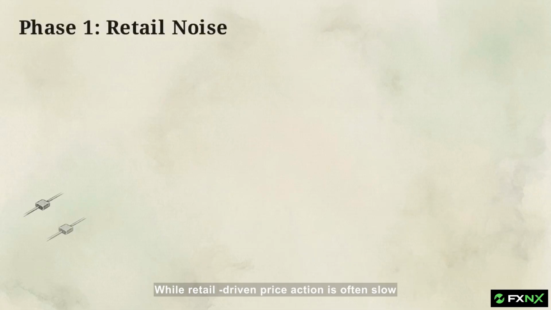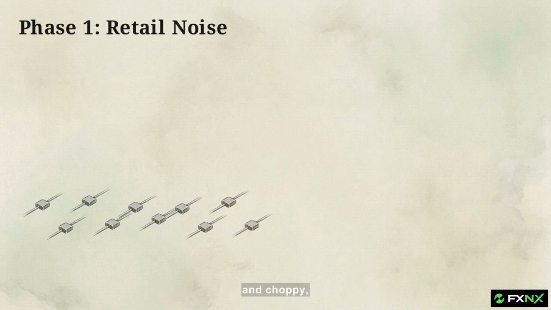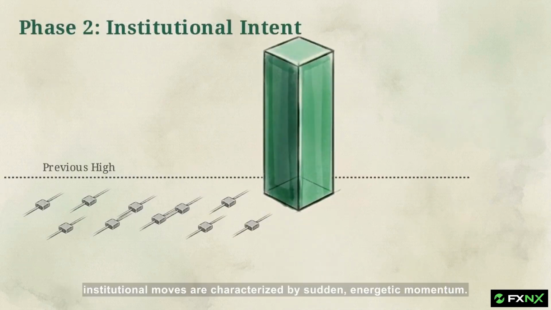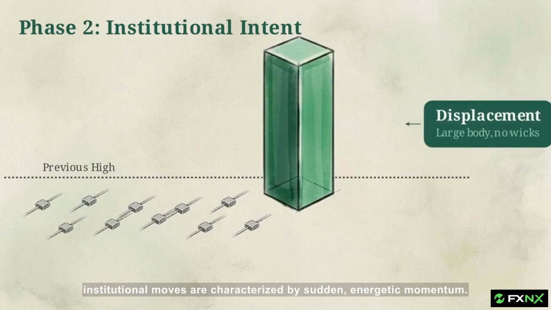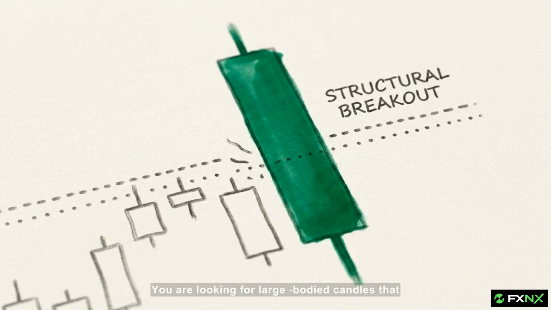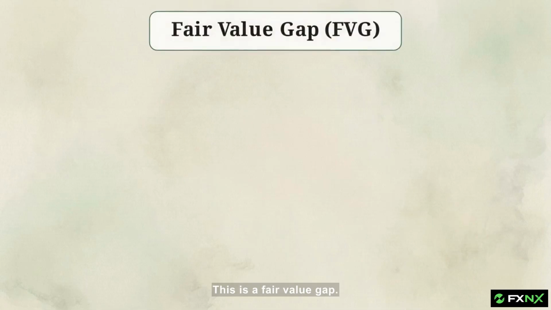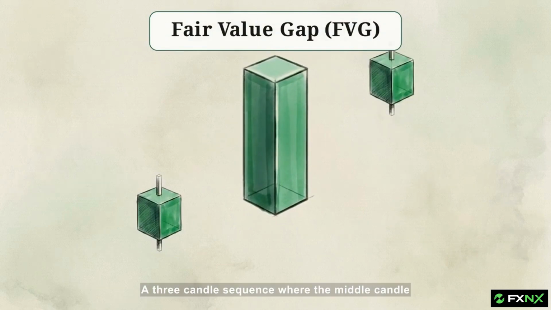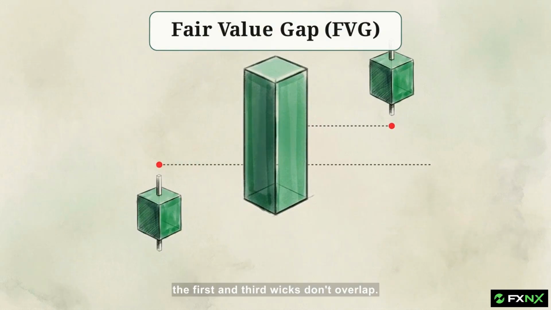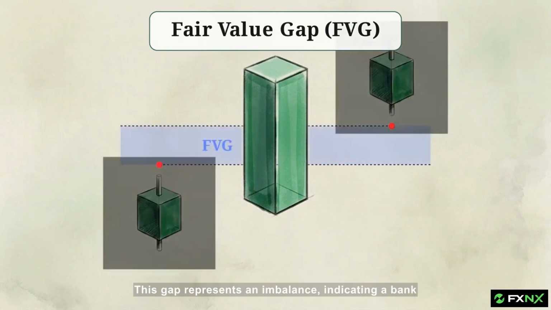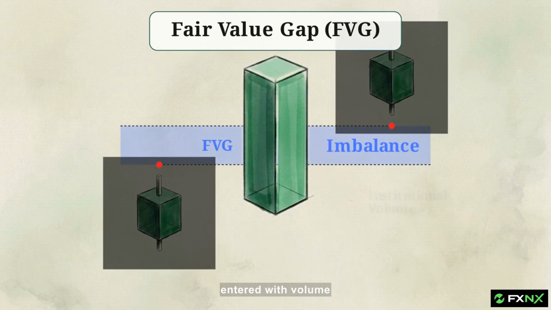While retail-driven price action is often slow and choppy, institutional moves are characterized by sudden, energetic momentum. You are looking for large-bodied candles that push past the previous high with very small wicks, indicating strong conviction. This is a fair value gap, a 3-candle sequence where the middle candle moves so fast, the first and third wicks don't overlap. This gap represents an imbalance, indicating a bank entered with volume the opposing side couldn't match.